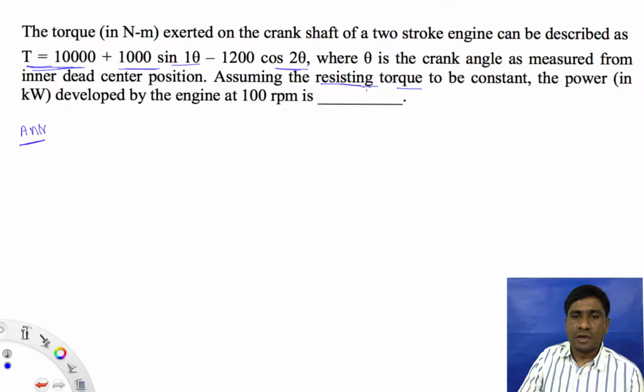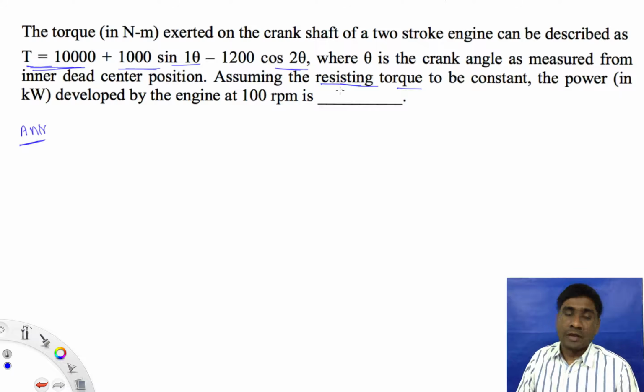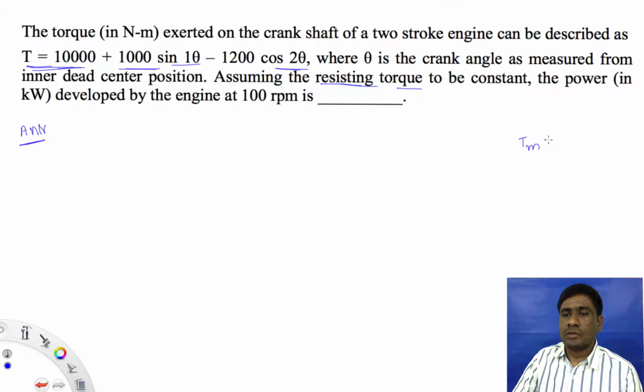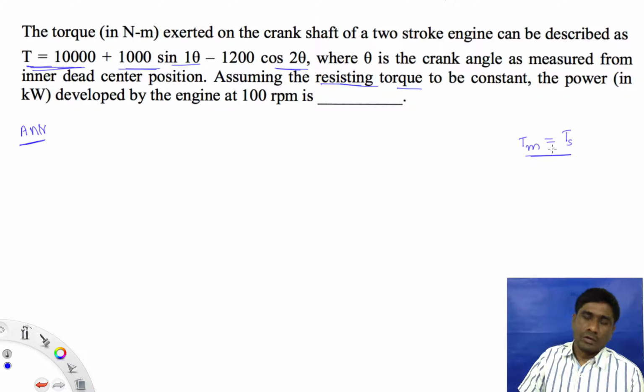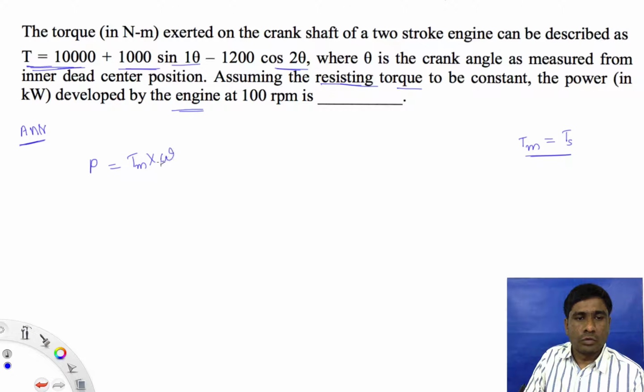What is the resisting torque? That is the torque demanded by the output load. So that resisting torque is T mean, or Ts equal to T mean, which we have already seen in the previous session. He is asking for the power developed by the engine. What is the formula for power? Power P equals mean torque into omega, where omega equals 2 pi N by 60.